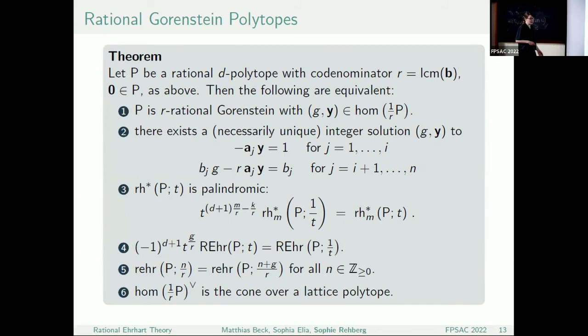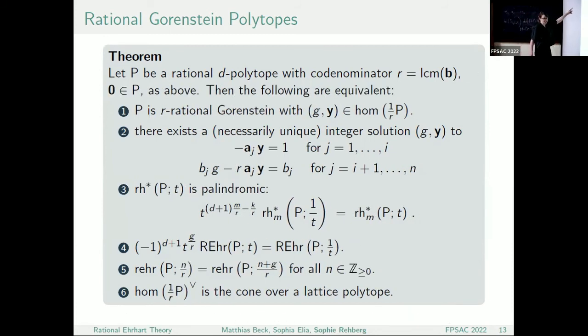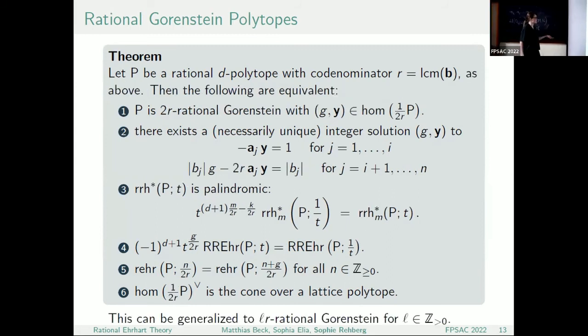And of course, this was for polytopes that contain the origin, right? And then we can do the same things for polytopes that don't contain the origin by replacing r by 2r. And we get the same equivalences. And we could actually write down these theorems for any l times r Gorenstein. We just don't think it tells us anything interesting, but it's possible.